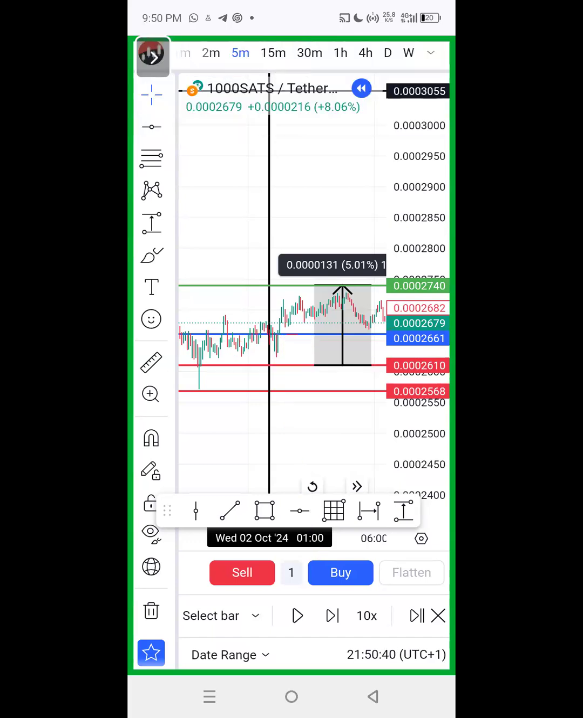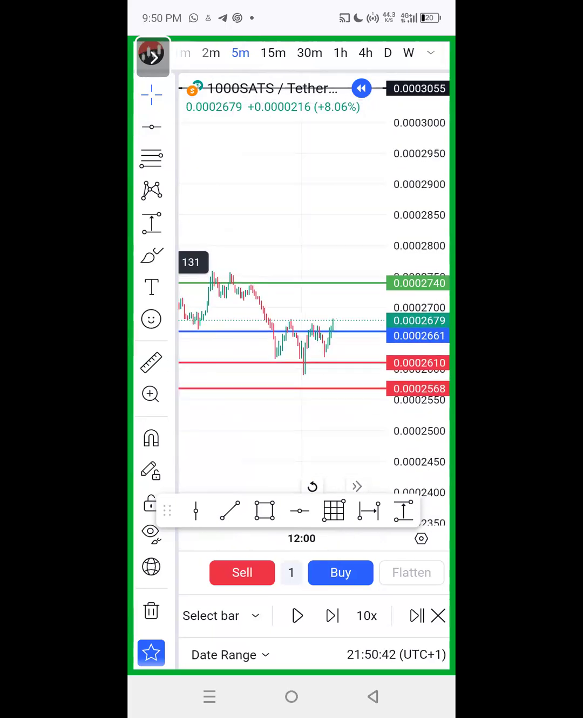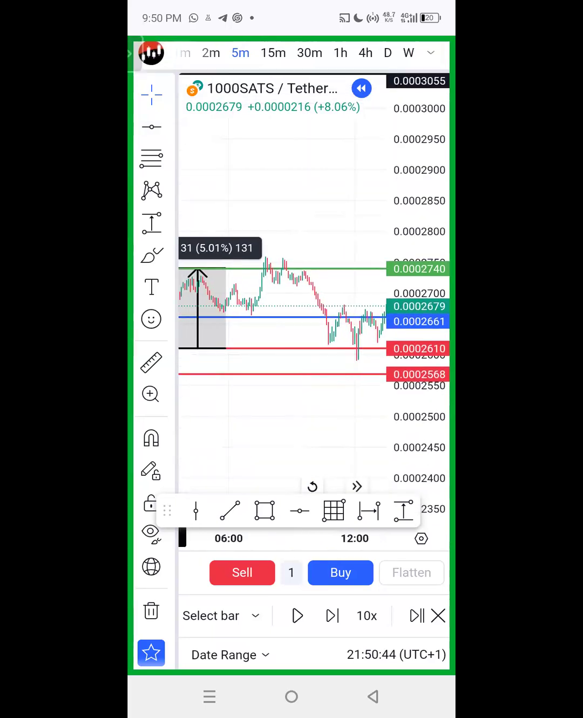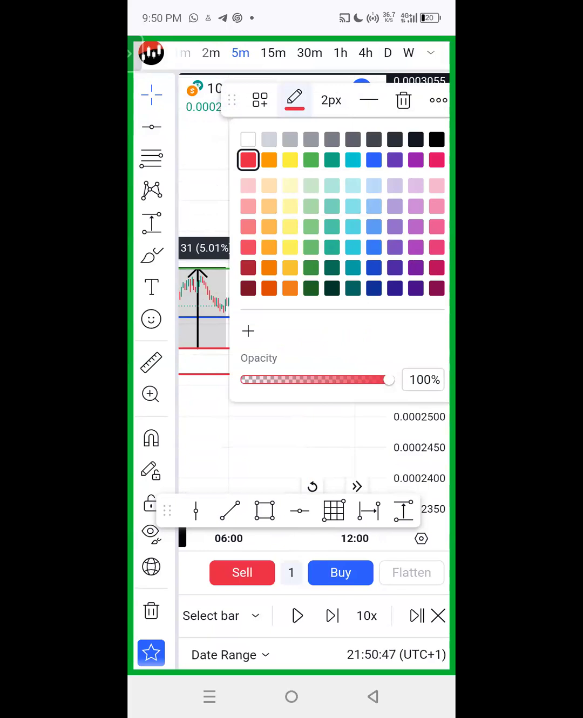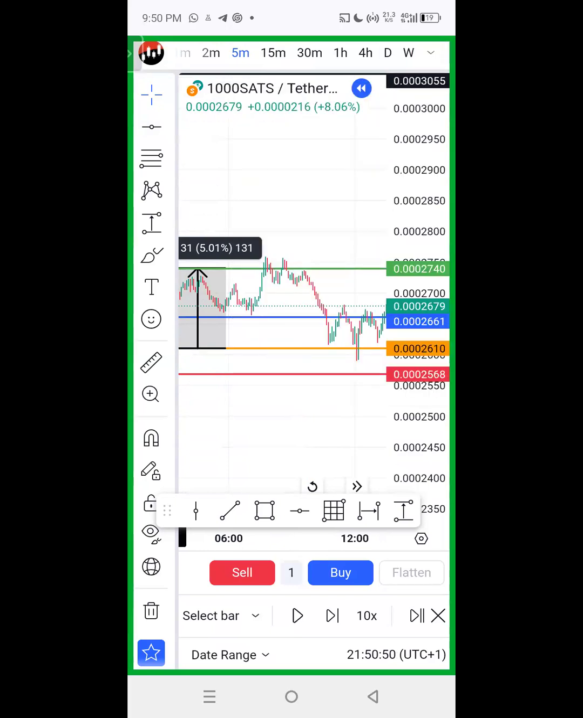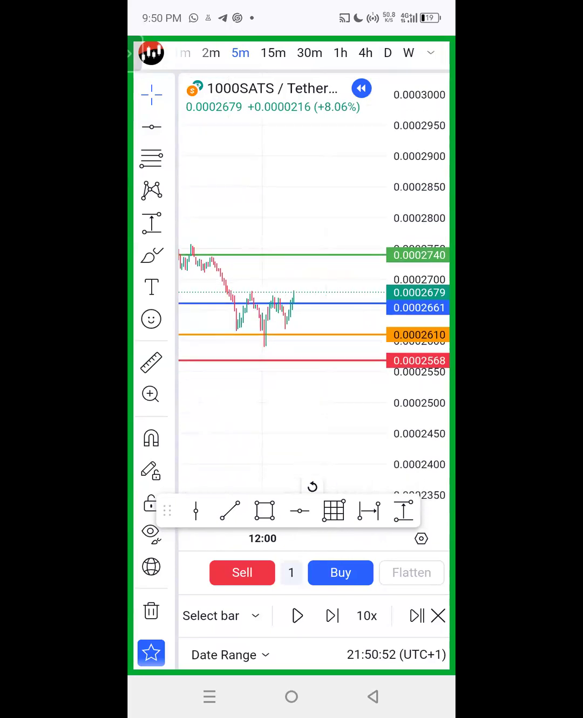So you see, if you put it there, it has not peaked. Now you can see it has peaked. Let me change the color of this entry price to brown. So you see, now it has peaked. You can see it has peaked. So let's play again. Continue. So you see, it's going down. It has peaked.